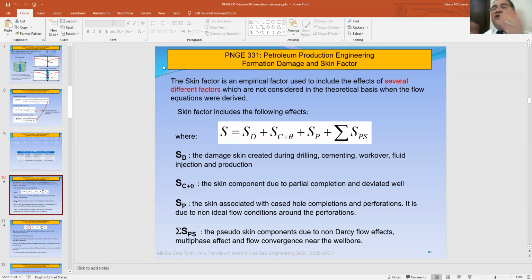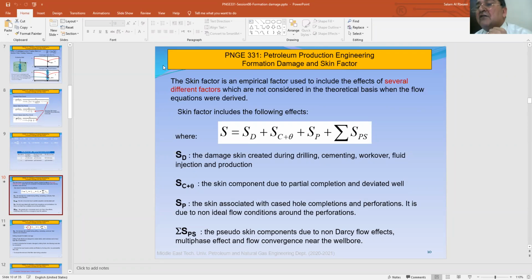These types come from different activities. Some of them come from the drilling process. Some of them come from the completion process, the perforation process, the workover. Now, all of that, we have not started the production process. Now, do we have some skin factor that comes from the production process? Yes, of course. We do have something like that.